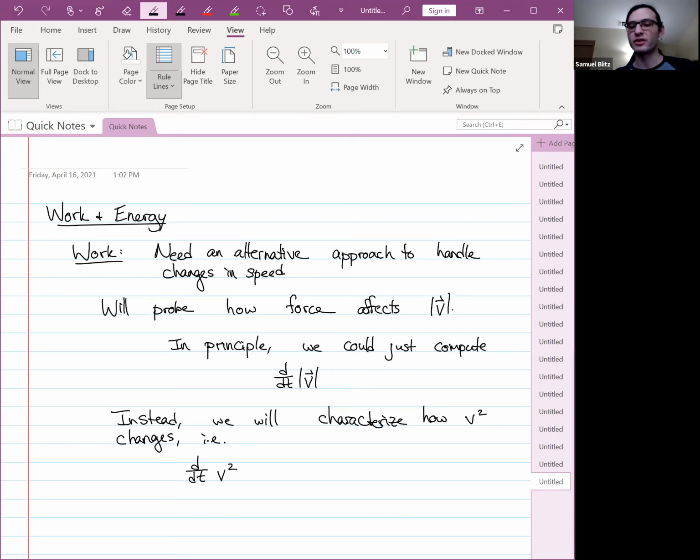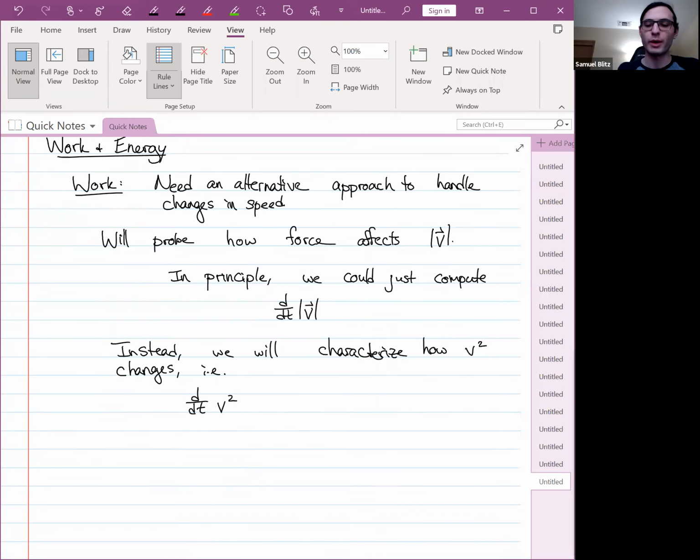The reason we do this is because v squared is just vx squared plus vy squared plus vz squared. It doesn't involve any square roots or anything, so the time derivative will be a lot nicer. This is something that we can handle. And then at the end of the day, once we figure out what the final squared velocity is, we can just take the square root at the end.